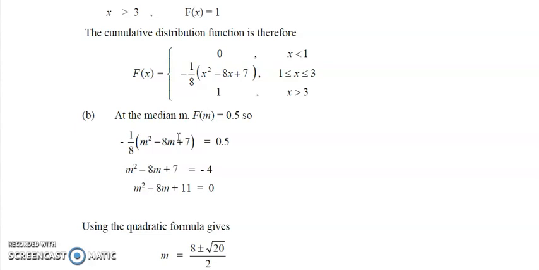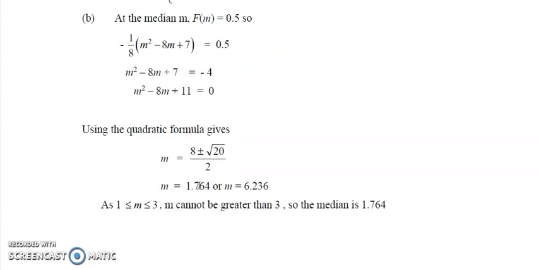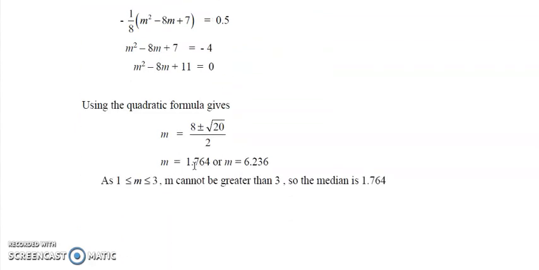So just substitute x as m, then equate it with 0.5. From here, solve for m. What is your m here? So m will be equal to 1.764 or 6.236. You have 2 answers, but you are going to choose only one. Which answer are you going to choose? Only 1.764, because we know that m must be in between 1 and 3 only. It must not be greater than 3. So that's why our answer is only 1 here. I hope you are clear.